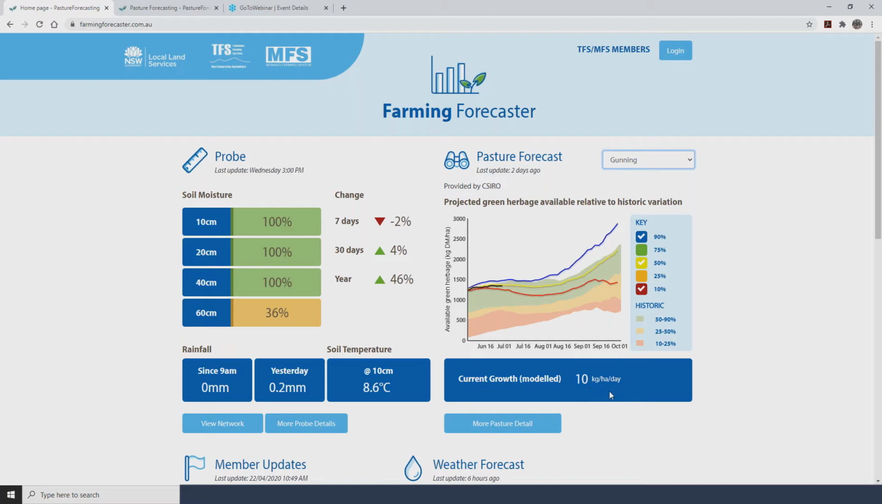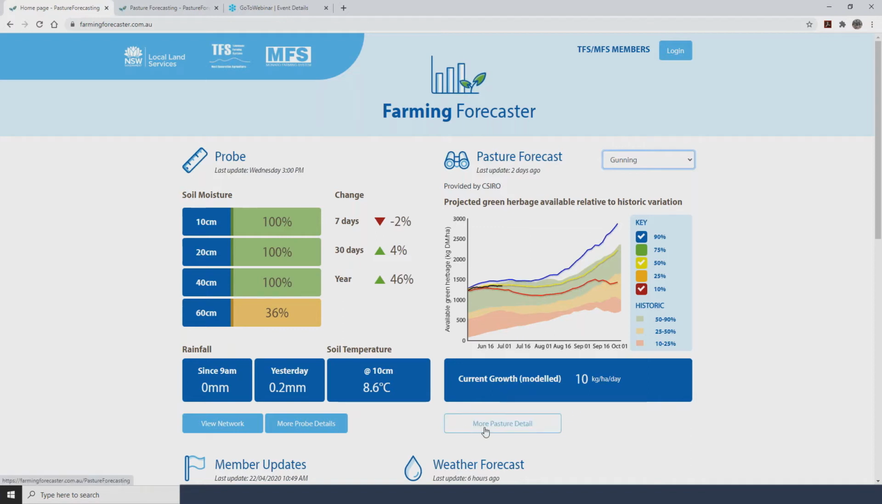Pasture growth rate, however, is a very useful piece of information and can be used in a whole range of ways. For example, if you're trying to calculate how many stock you might put in a paddock, or how long you might need to lock a paddock up to reach certain pasture targets, say for lambing or calving, things like that. So we've got a model growth rate for the location that you've selected under the pasture forecast.